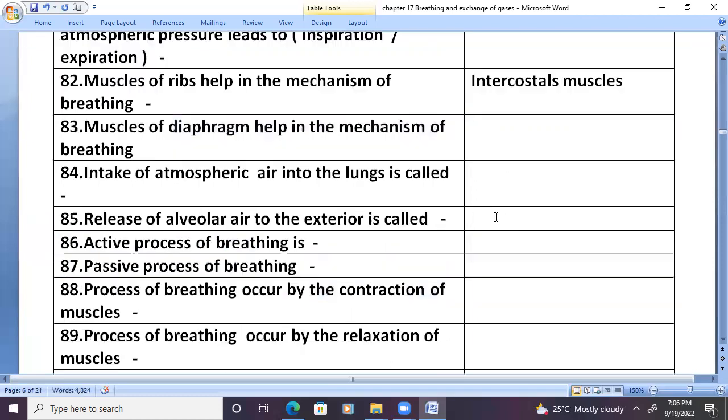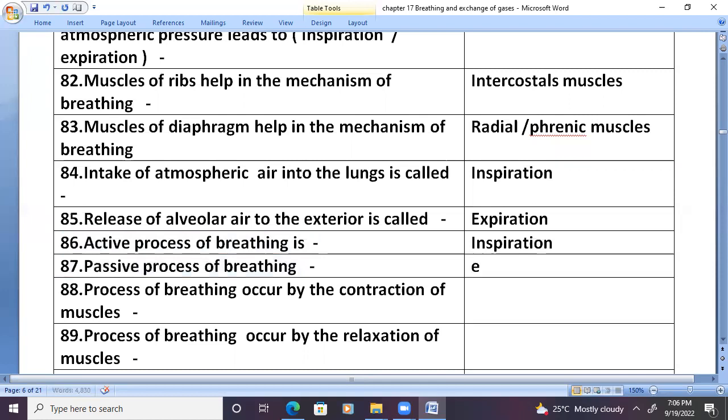Muscles of the diaphragm help in the mechanism of breathing. We call them radial or phrenic muscles. Intake of atmospheric air into the lungs is called inspiration. Release of alveolar air to the exterior is called expiration. The active process of breathing is inspiration; the passive process of breathing is expiration.